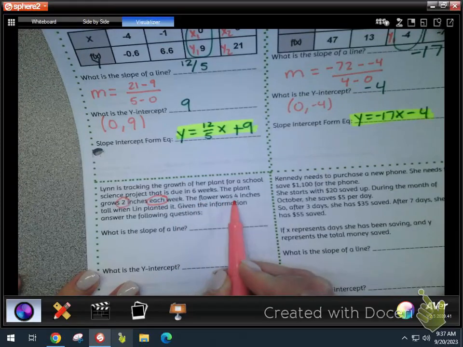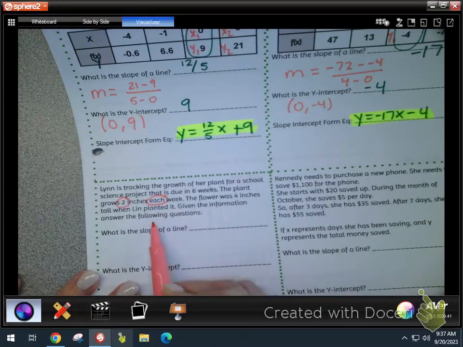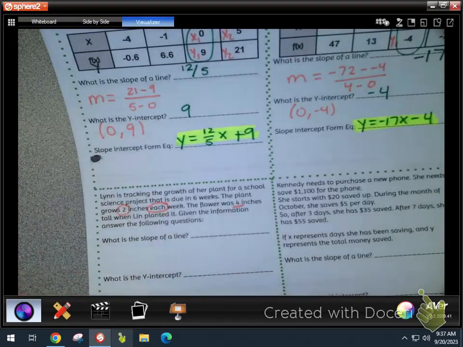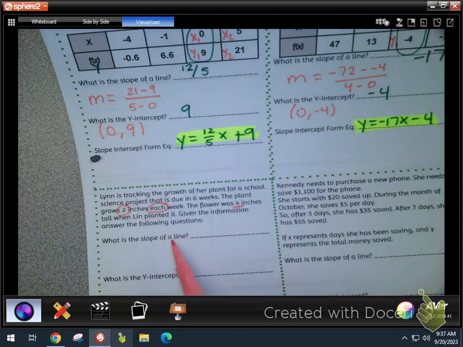The flower was 4 inches tall when Lynn planted it. So that number is something else. That was the height when she planted it, at the beginning. That was the starting value. That is your b, your y-intercept. Given the information, answer the following questions.